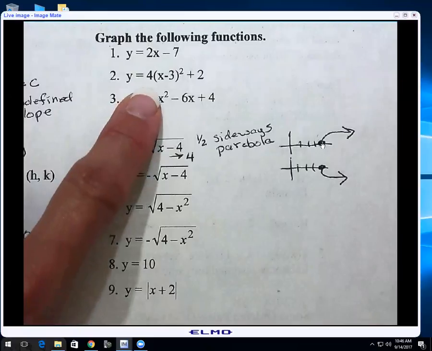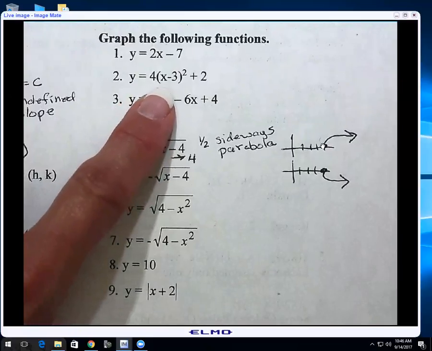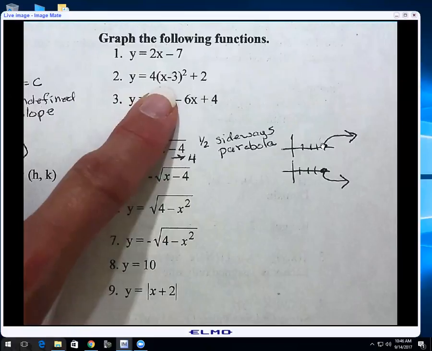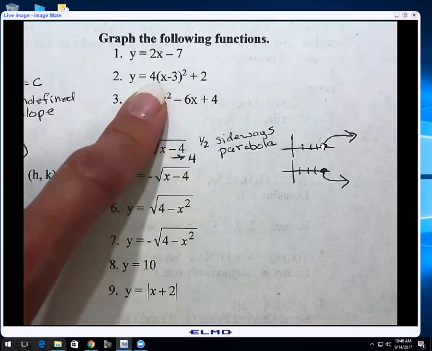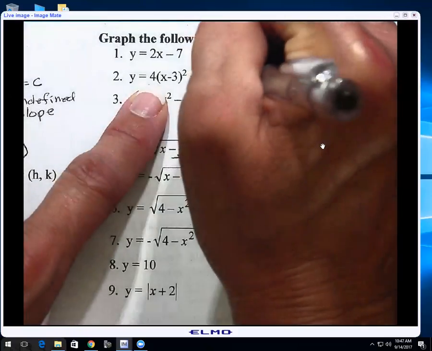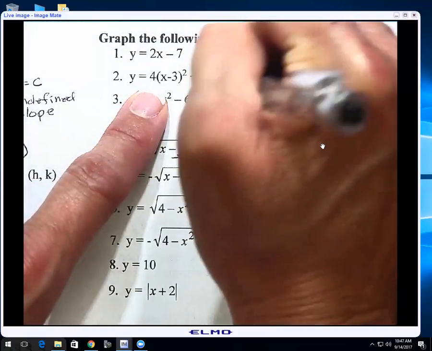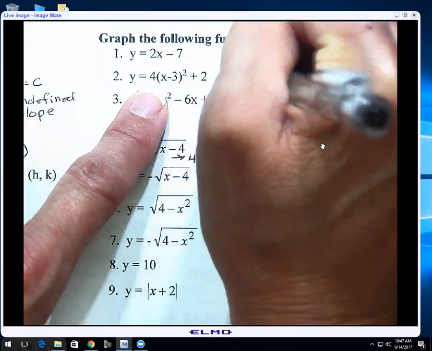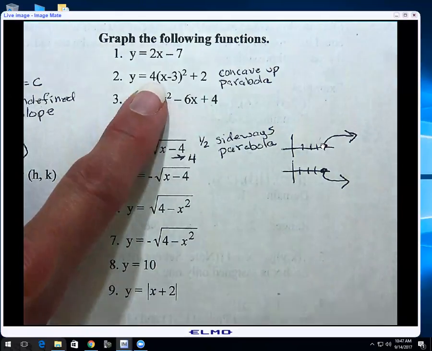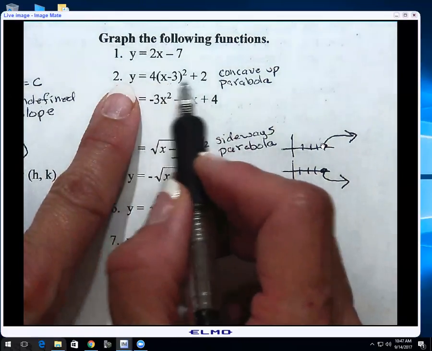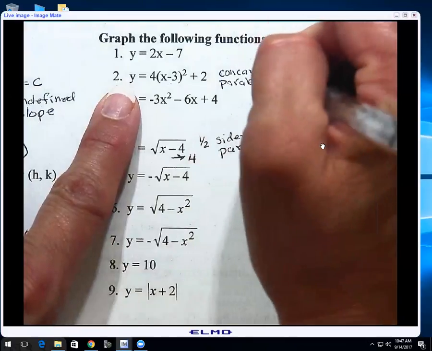Number 2, what shape is that graph? Because of the y equals x squared, it's a parabola. Because of the 4 being positive, what do you know about that parabola? Concave up. It's a concave up parabola. And what's its vertex? It's been shifted 3 to the right and up 2. So its vertex is 3, 2.